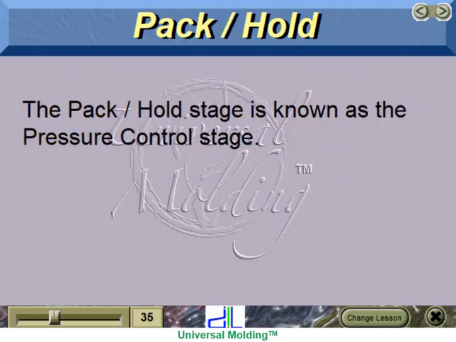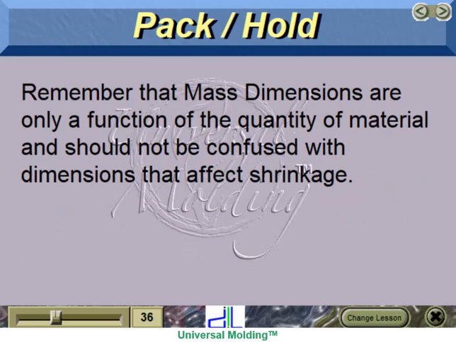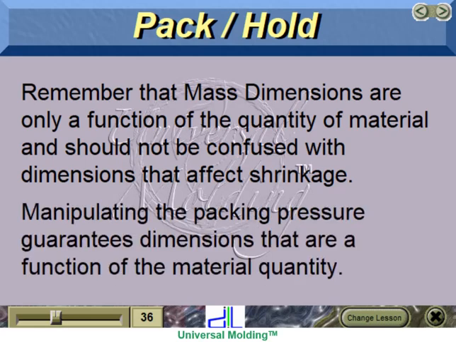The pack hold stage is known as the pressure control stage. During this stage, we control pressure in order to achieve the proper weight of the molded parts, which universal molders call mass dimensions. Remember that mass dimensions are only a function of the quantity of material and should not be confused with dimensions that affect shrinkage. Manipulating the packing pressure guarantees dimensions that are a function of the material quantity.